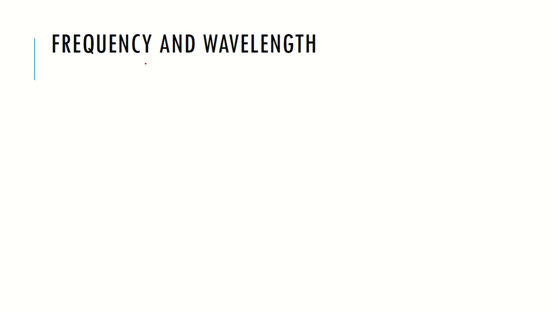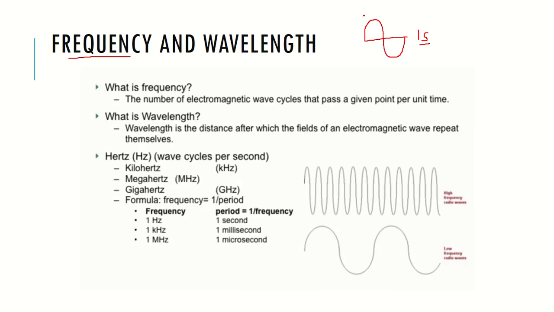The next one is about frequency and wavelength. I guess we are very familiar with the definition of frequency. What do you mean by frequency? In a time duration of 1 second, how many cycles are present? That is what we call the term frequency. Here there is one full cycle in a duration of 1 second, which means the frequency of this is 1 hertz. To define frequency: the number of electromagnetic wave cycles that pass per unit time, that is, the number of cycles present in a duration of 1 second.